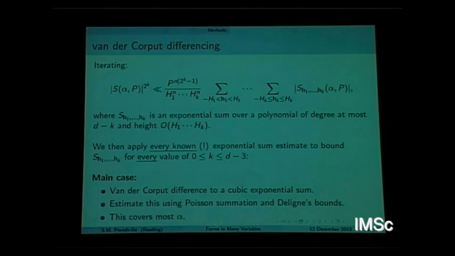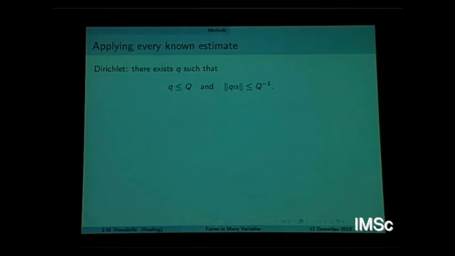And we can get good bounds on cubic exponential sums, since after Poisson summation we can employ Deligne's bounds, which are very efficient. And this actually covers most alpha on the minor arcs. That's our main estimate. But unfortunately, it doesn't cover all alpha on the minor arcs. So we don't have a good pointwise bound for our exponential sum on the whole minor arcs. And that's why we have to make these other estimates.